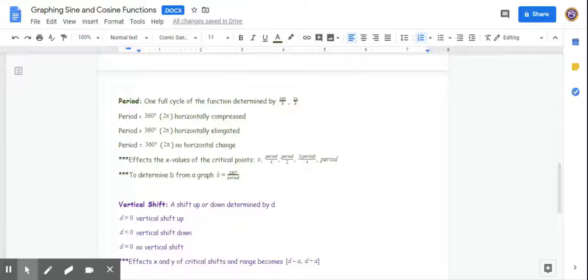So the period is what is one full cycle of the function, and we find it by dividing 360 over b or 2 pi over b, depending if you're using radians or degrees. So if the period is less than 360 or 2 pi, that means it's a horizontal compression. So horizontally, you're getting closer together. So think of like skinnier. If it is bigger than 2 pi, you're getting a little bit wider, so you're elongated. And then if it is 2 pi, there's no horizontal change from the parent function.